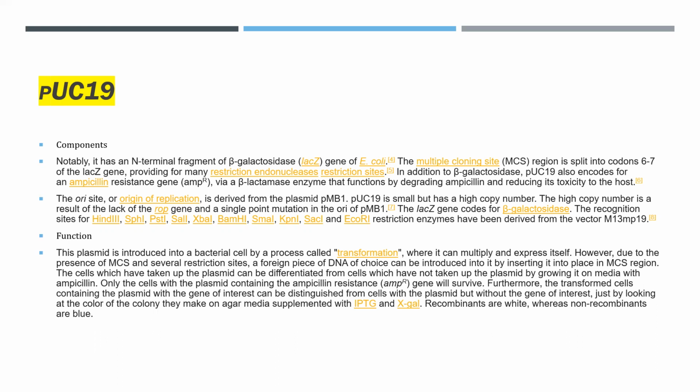If you get blue colonies, they are non-recombinant plasmids. It is very important. Any doubts, you can write here.